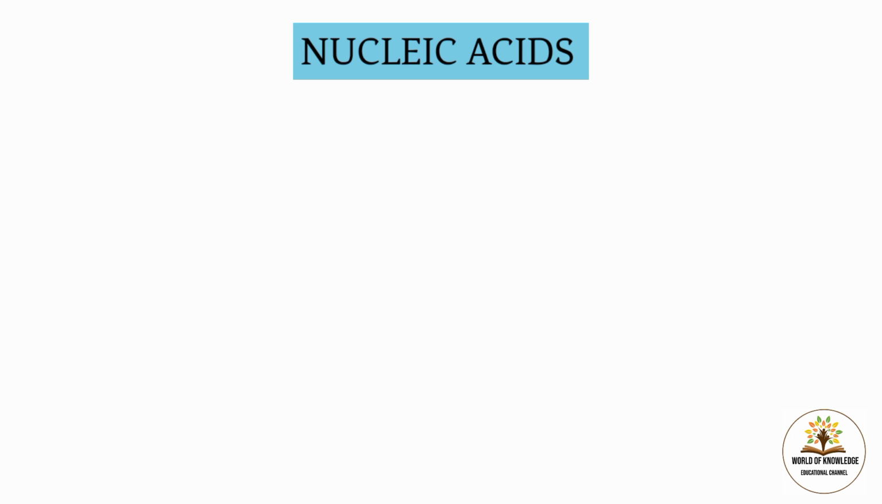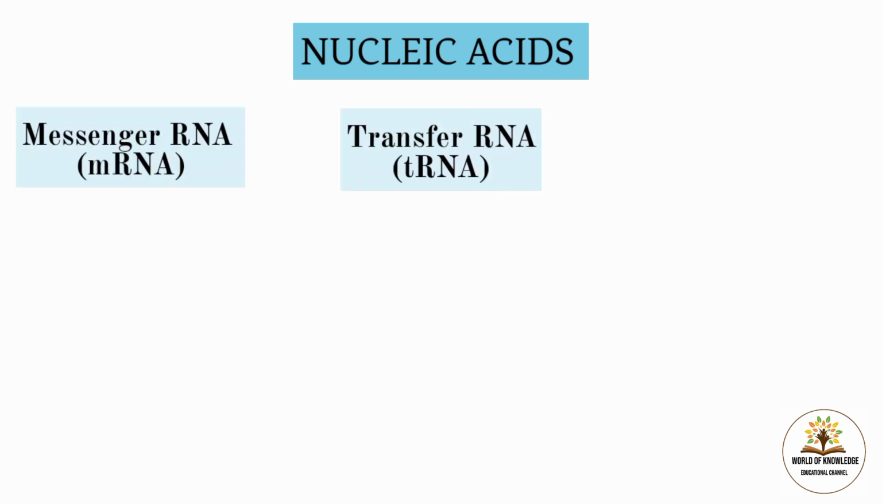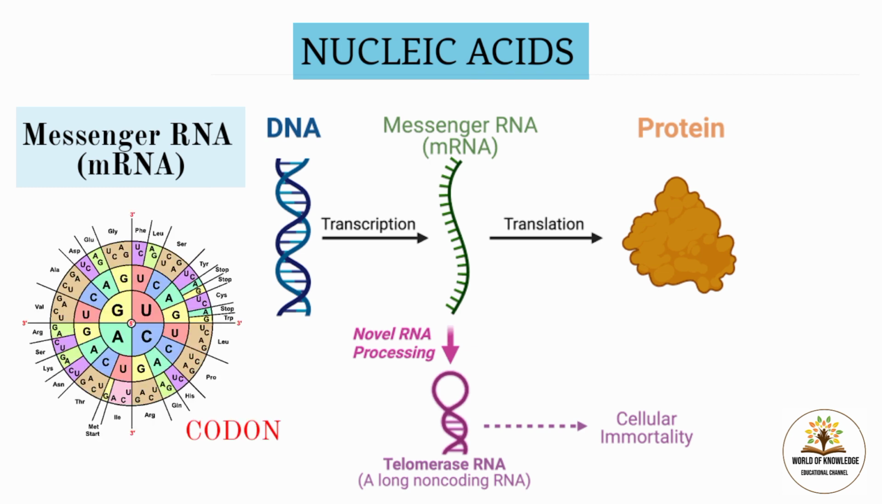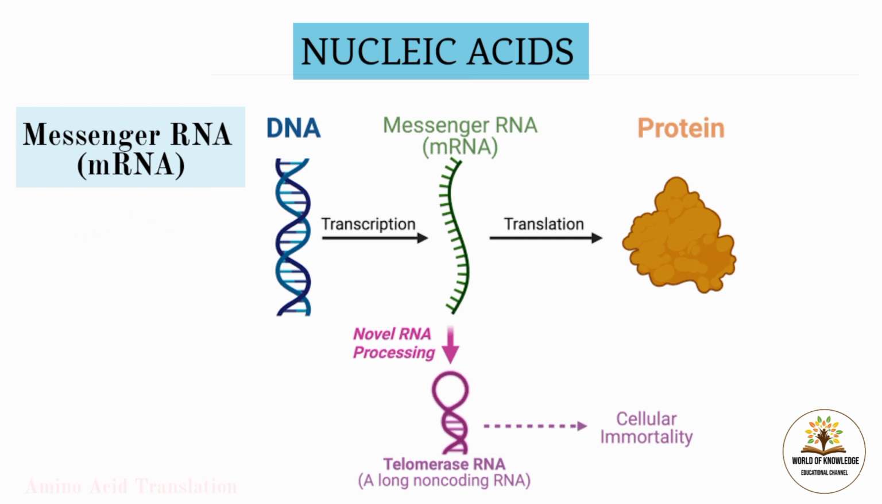There are 3 types of RNA. Number 1, messenger RNA. Number 2, transfer RNA, and number 3, ribosomal RNA. So let's discuss them in detail. Messenger RNA consists of a single strand. Its length depends on the size of the gene. It contains information in the form of genetic codes, codons. These codons are basically triplets of nucleotides of messenger RNA which encode one amino acid. It is about 3 to 4% of total RNA in the cell.